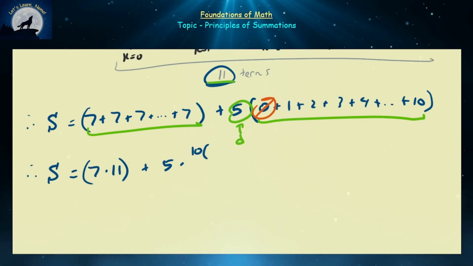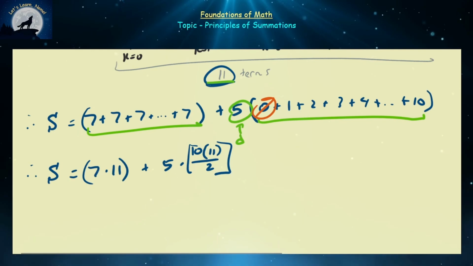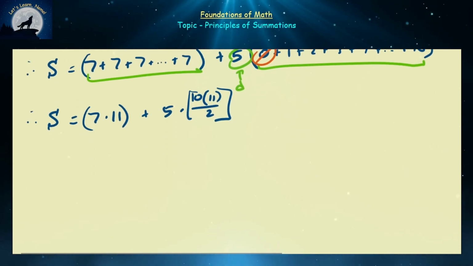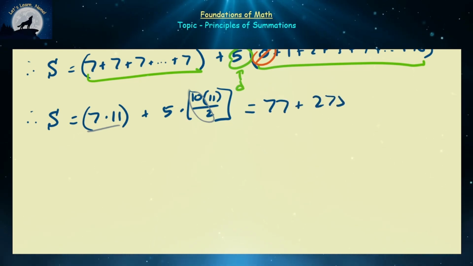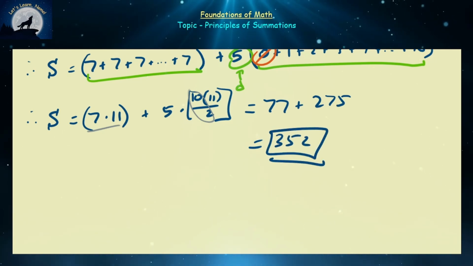So I can write that as 10 times (10 plus 1) over 2. That's that little arithmetic series value that we built. So what is this? That's going to be 10 divided by 2, which is going to be 5. 5 times 5 is 25, and 25 times 11 will be 275. We have a 77 there. So that means this is going to come out to 77 plus 275, with a final value of 352. Right? Isn't that beautiful?